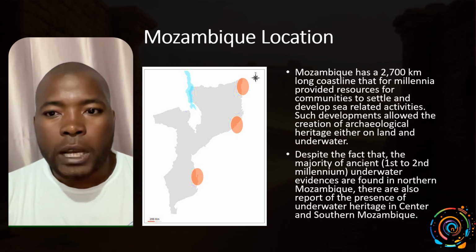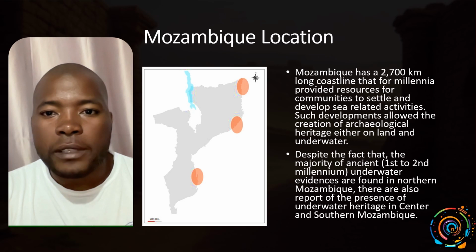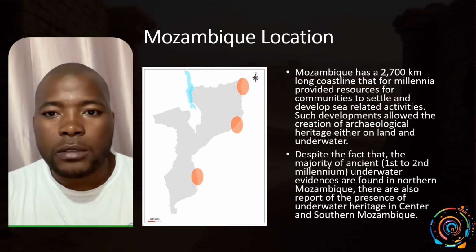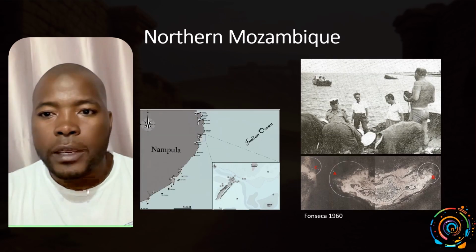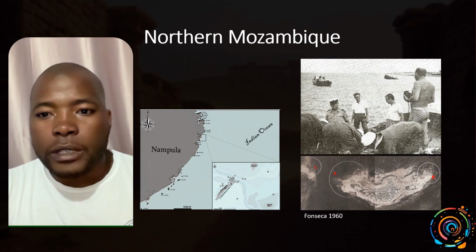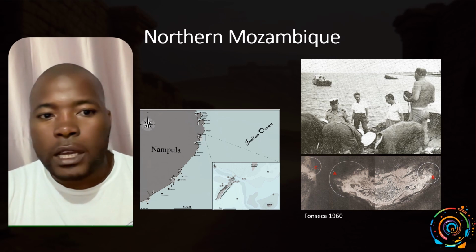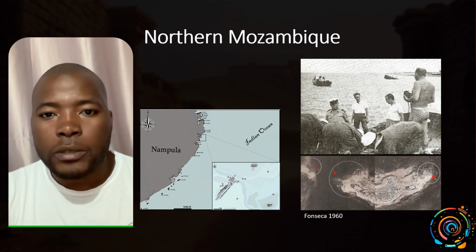From now on, I'll be focusing on these specific areas, but I'll emphasize two: the northern part of the country and the southern part of the country, where we have identified a lot of underwater resources, the ones I'll be describing here. When we look at this map, it shows part of the Cabo Delgado and Nampula provinces in northern Mozambique, where a number of shipwrecks have been located, especially around Mozambique Island.